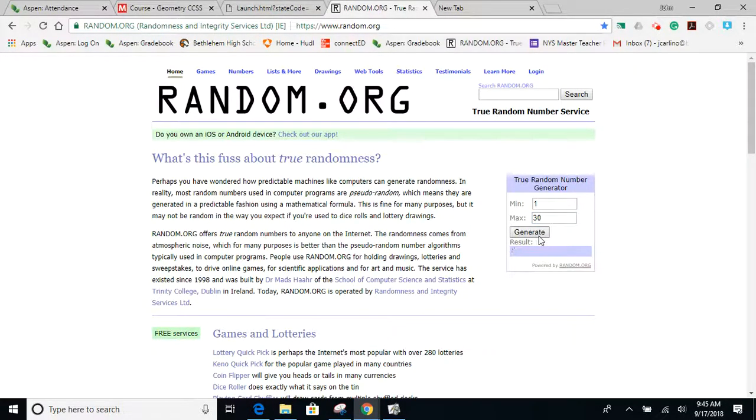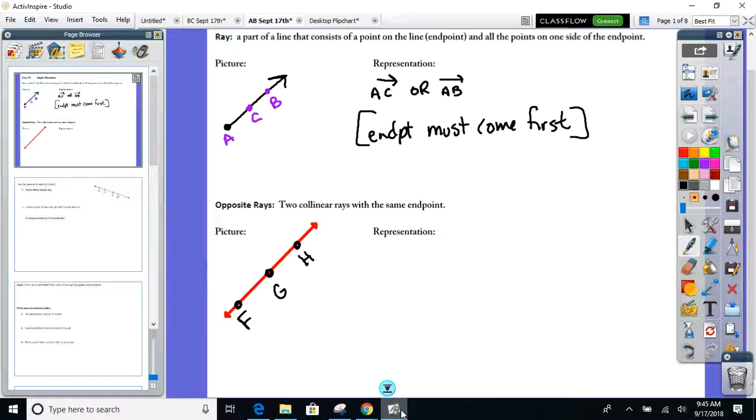Here we go. Number 2. See 2 rays that have the same endpoint? Yeah, you do. G. I didn't hear the other letter. GH is 1 ray. And what's the ray that's opposite of it? I got to name it with the endpoint first. GF. Okay. Both of these are rays that share endpoint G.